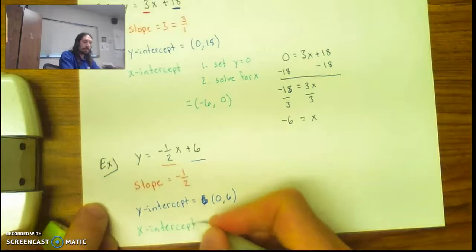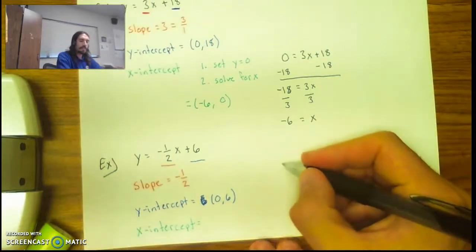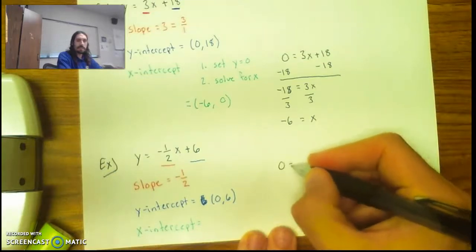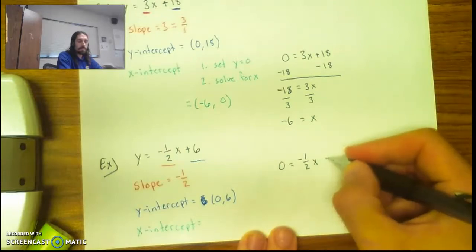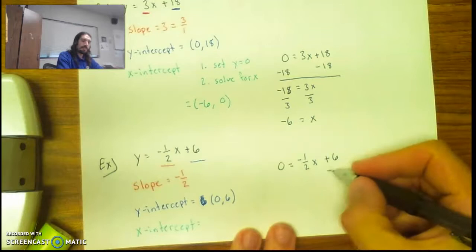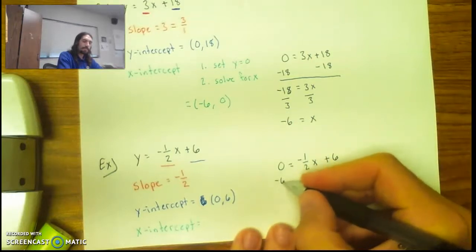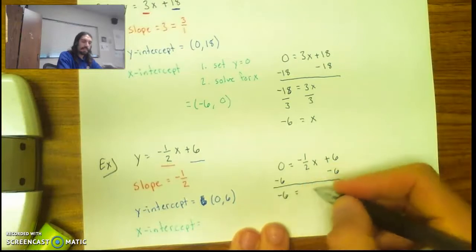And then finally, my x-intercept, we have to do a little bit of work to find using some algebra. So if I come over here, I'm going to have 0 is equal to -1/2 x plus 6. I'm going to subtract 6 from both sides. I have -6 is equal to -1/2 x.